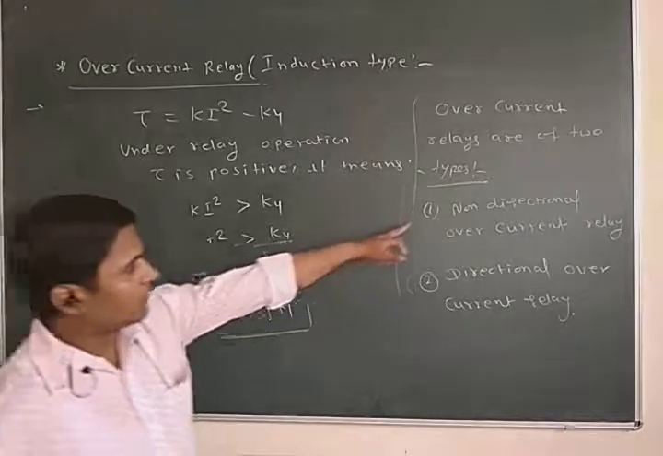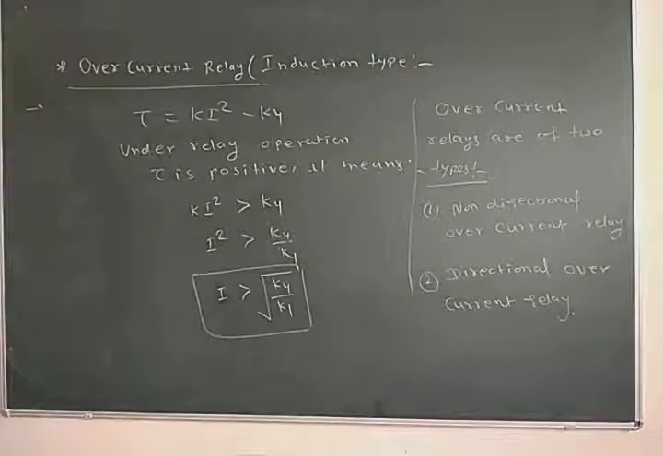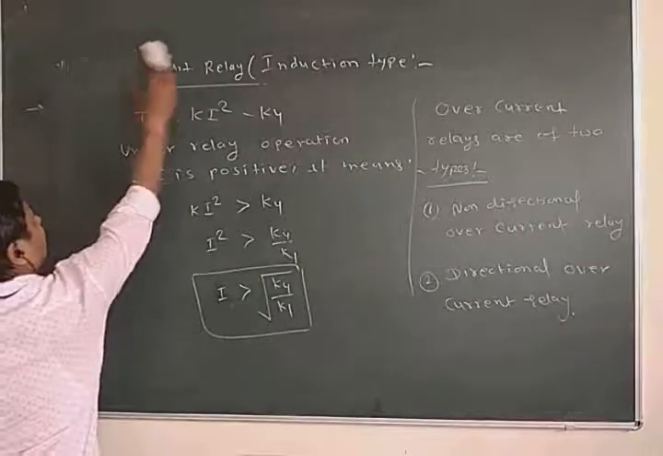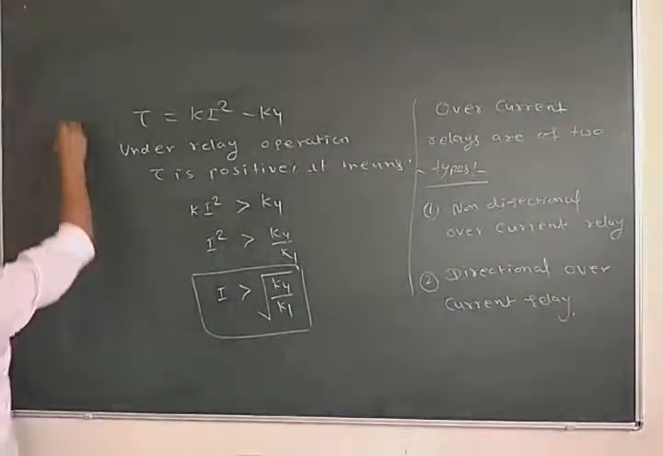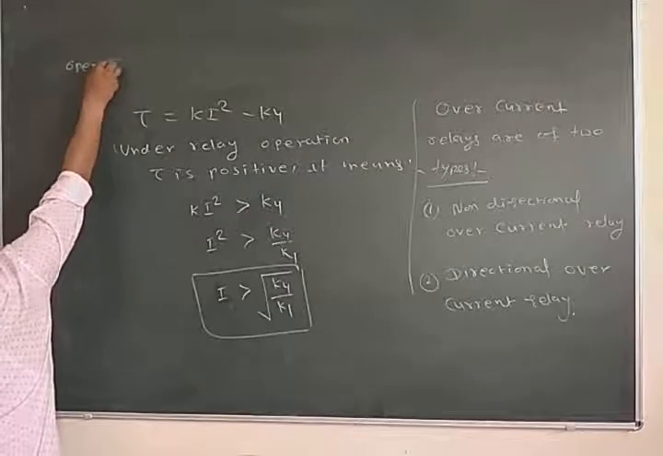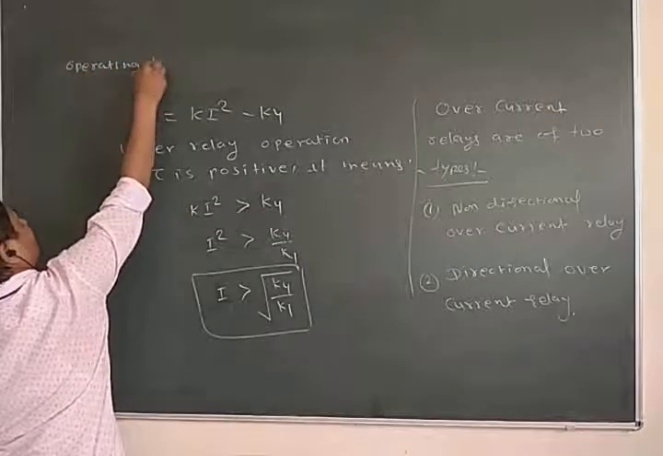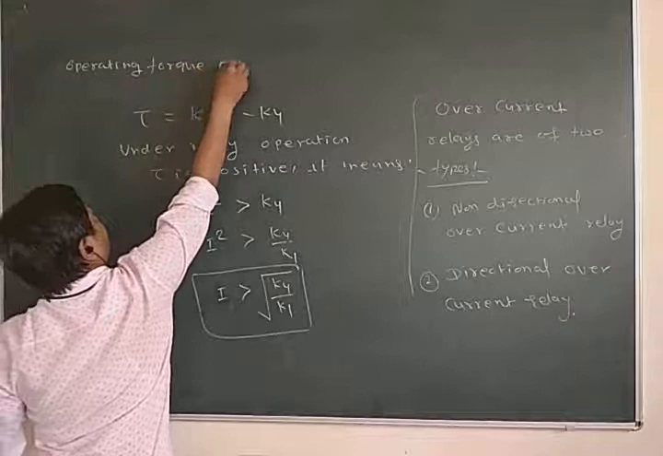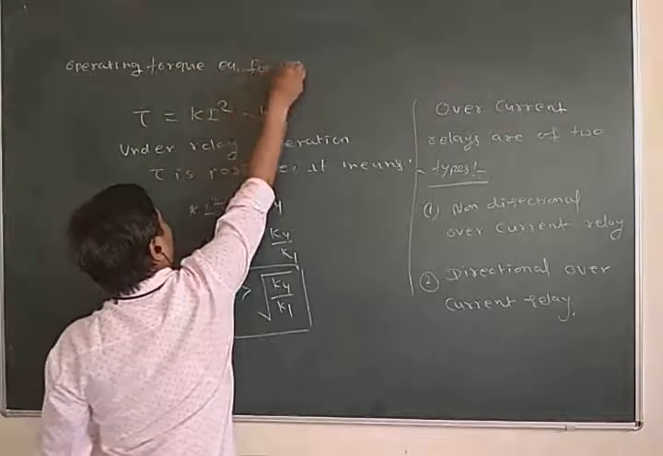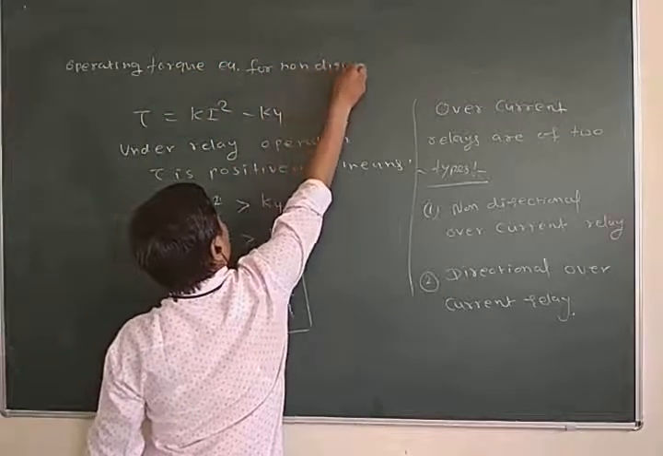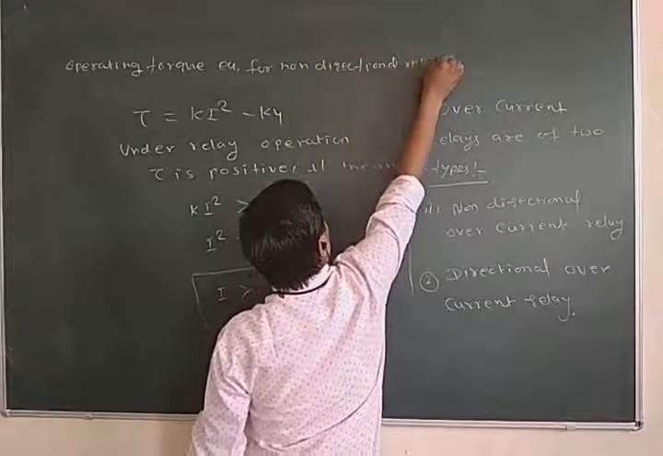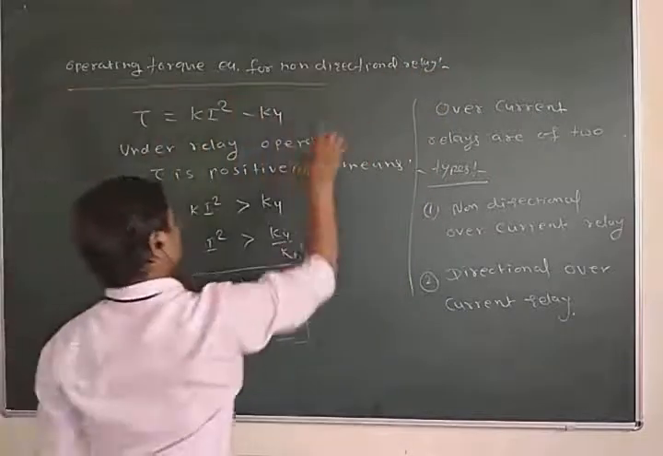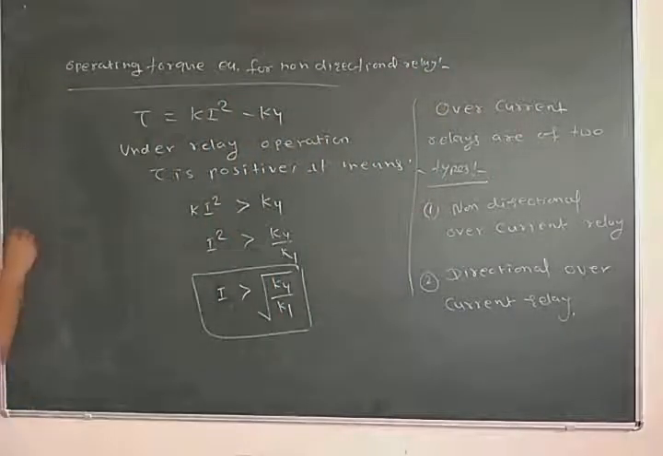In case of non-directional overcurrent relay, we can write this is the operating torque equation for the non-directional relay.